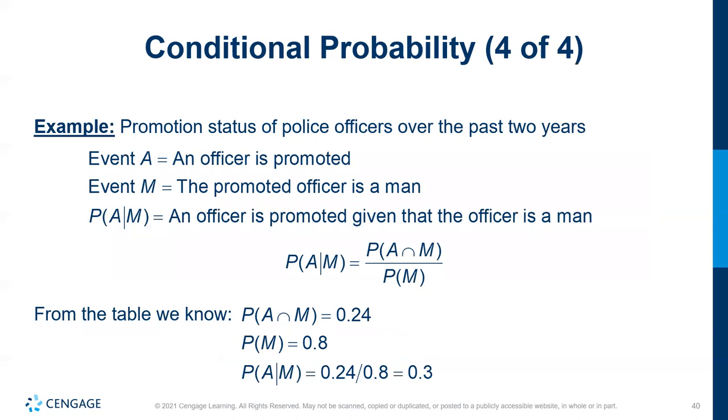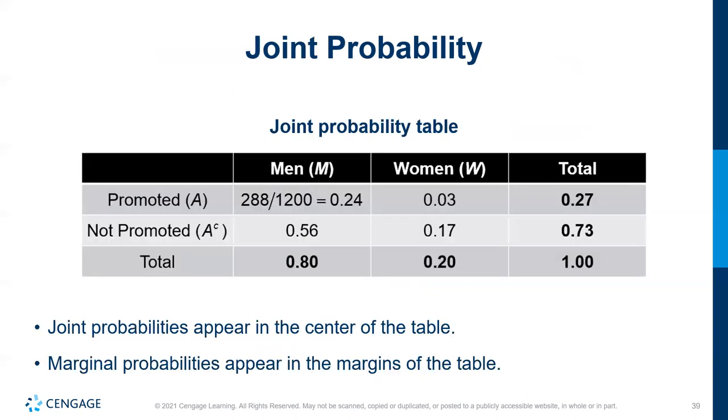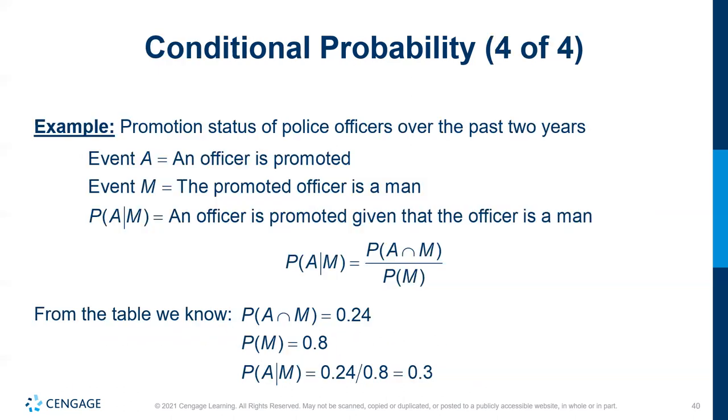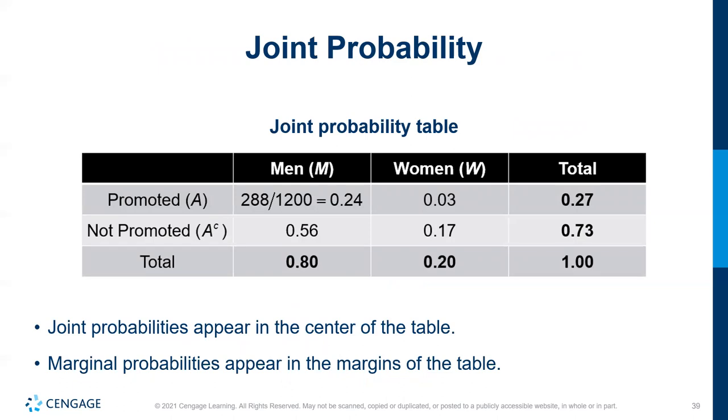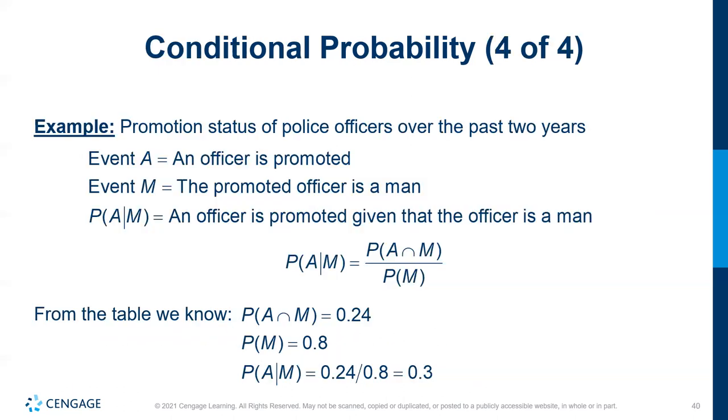All right, so here's our conditional probability problem. The promotion status of police officers over the past few years. Event A is that an officer is promoted. Event M is that the promoted officer is a man. So we're going to say it's the probability of A given M. If we were going to do this mathematically, we would say the probability of the intersect of A and M, 0.24, divided by the probability of being a man, 0.8. So the probability of A given M then is 0.24 divided by 0.8, or 0.3.